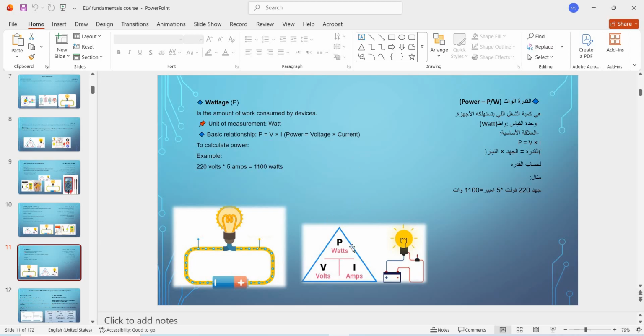As I said before, if you need to get the power, you have to multiply the volt by the current. I have one example here. It says I have 220 volts and 5 amperes, so it's going to equal 1100 watts. So if I need to get the watts of the loads, and I know the voltage, 220, 110, 12, 24, I have to multiply by the amps, and it gives me the watt.